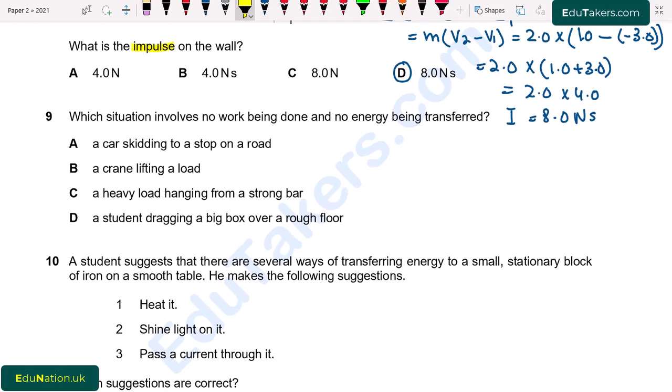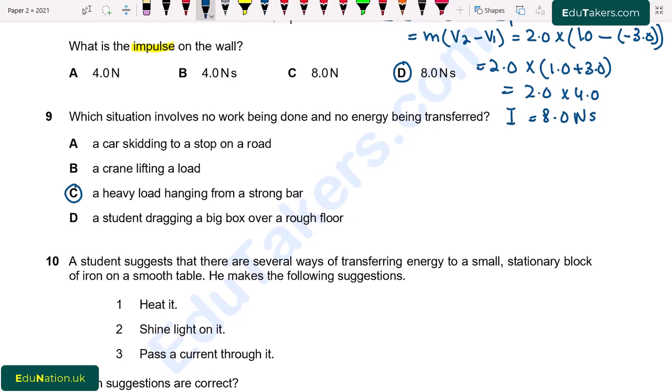Option D, a student dragging a big box over a rough floor. So in order to drag a big box, energy is required. So there will be the transfer of energy. Only C option is correct here.